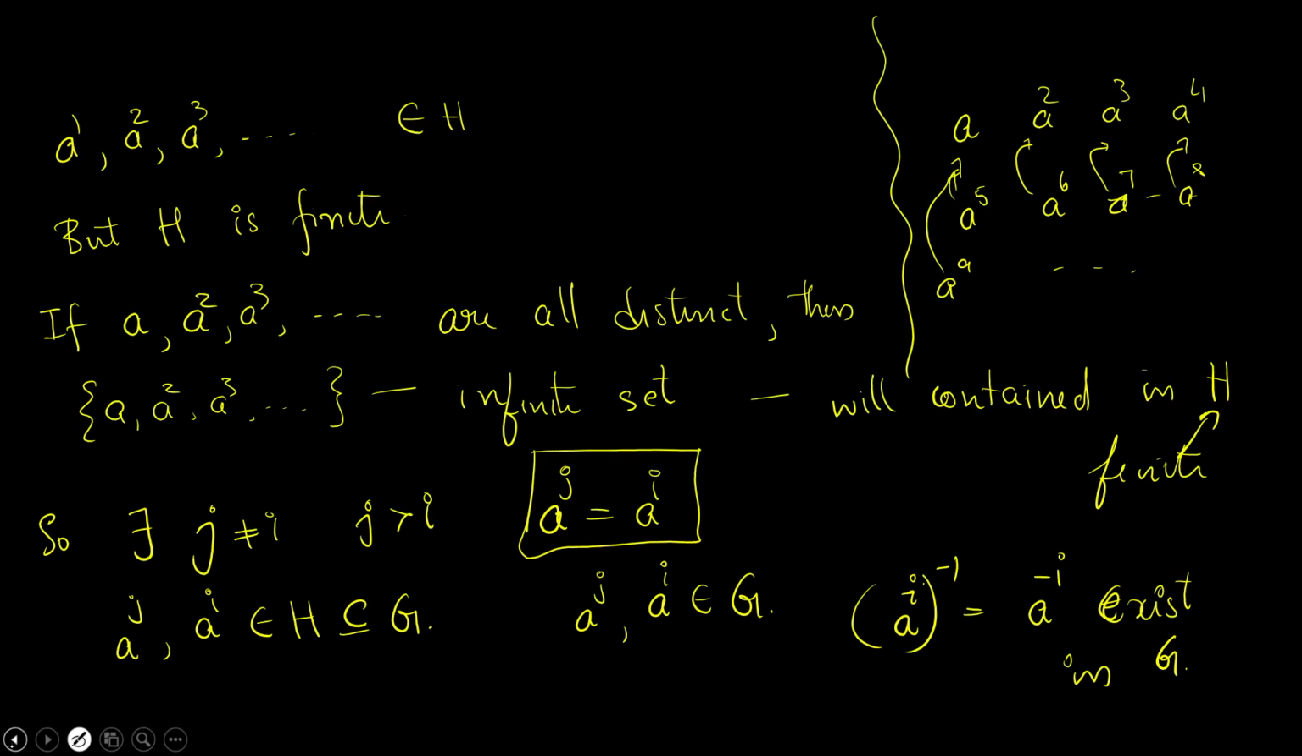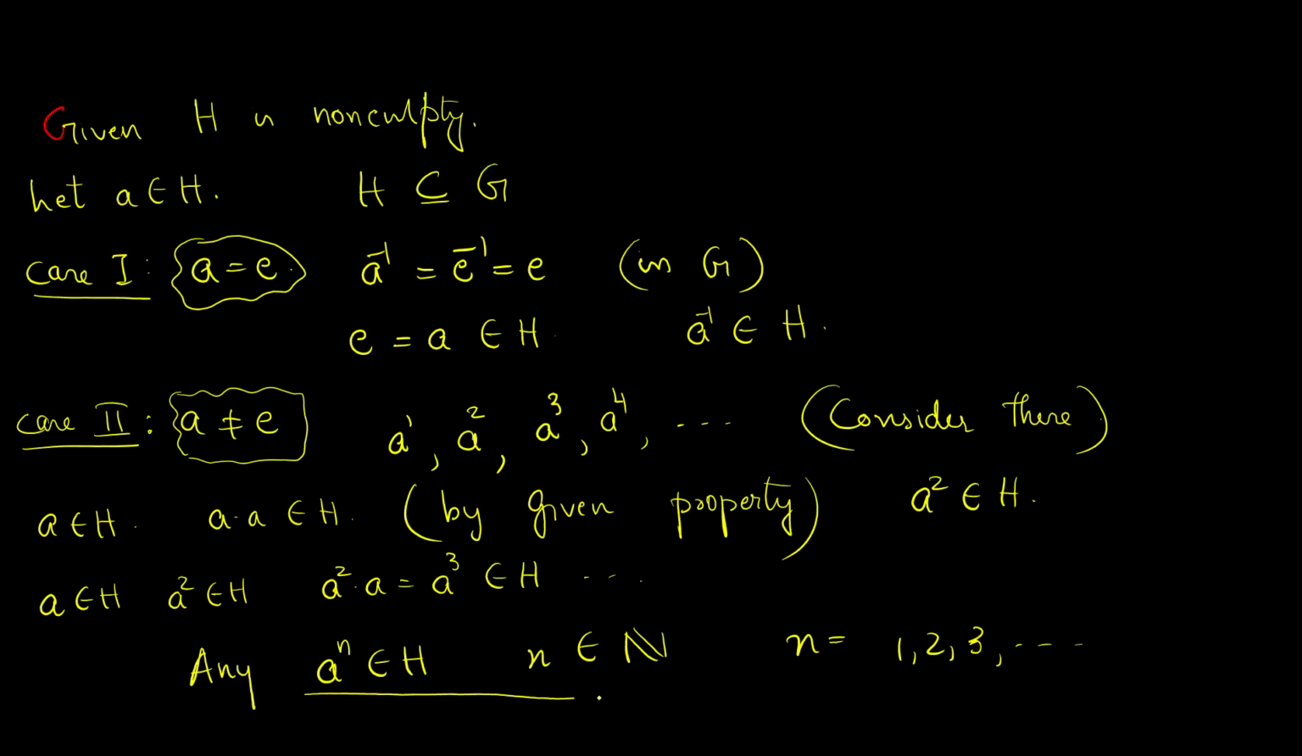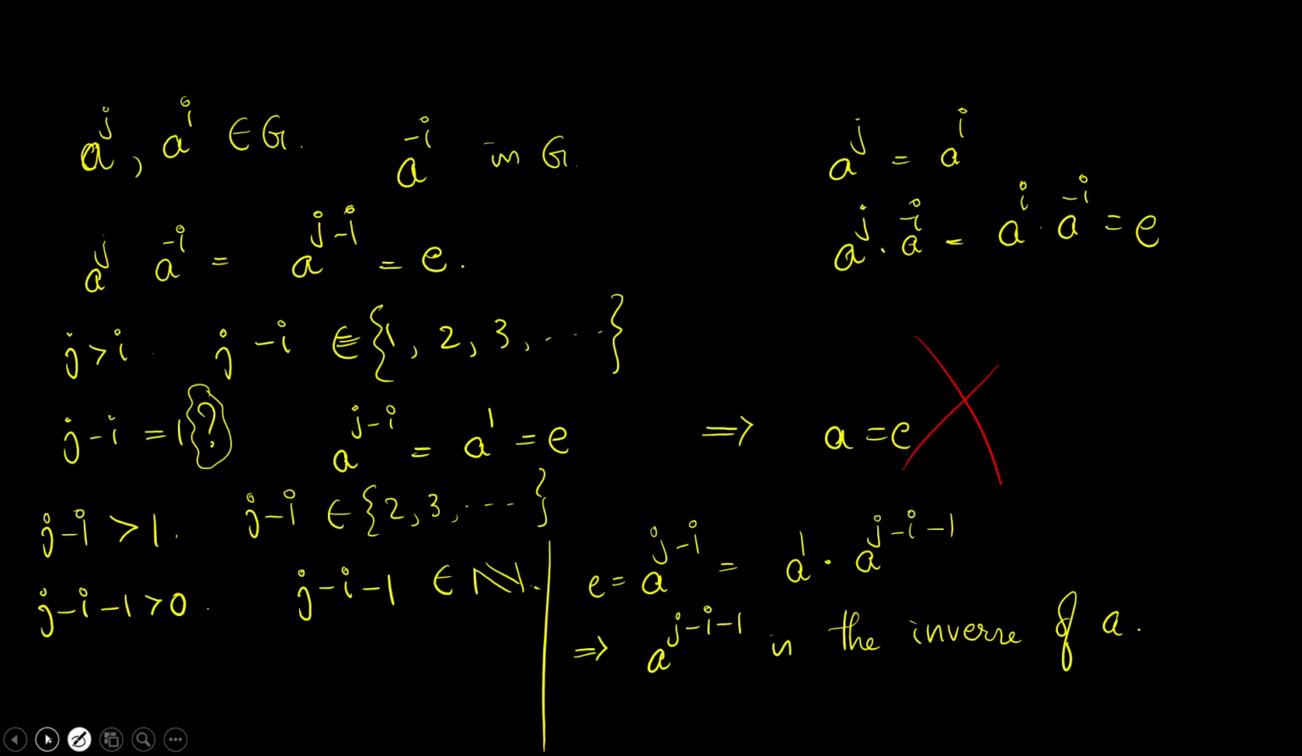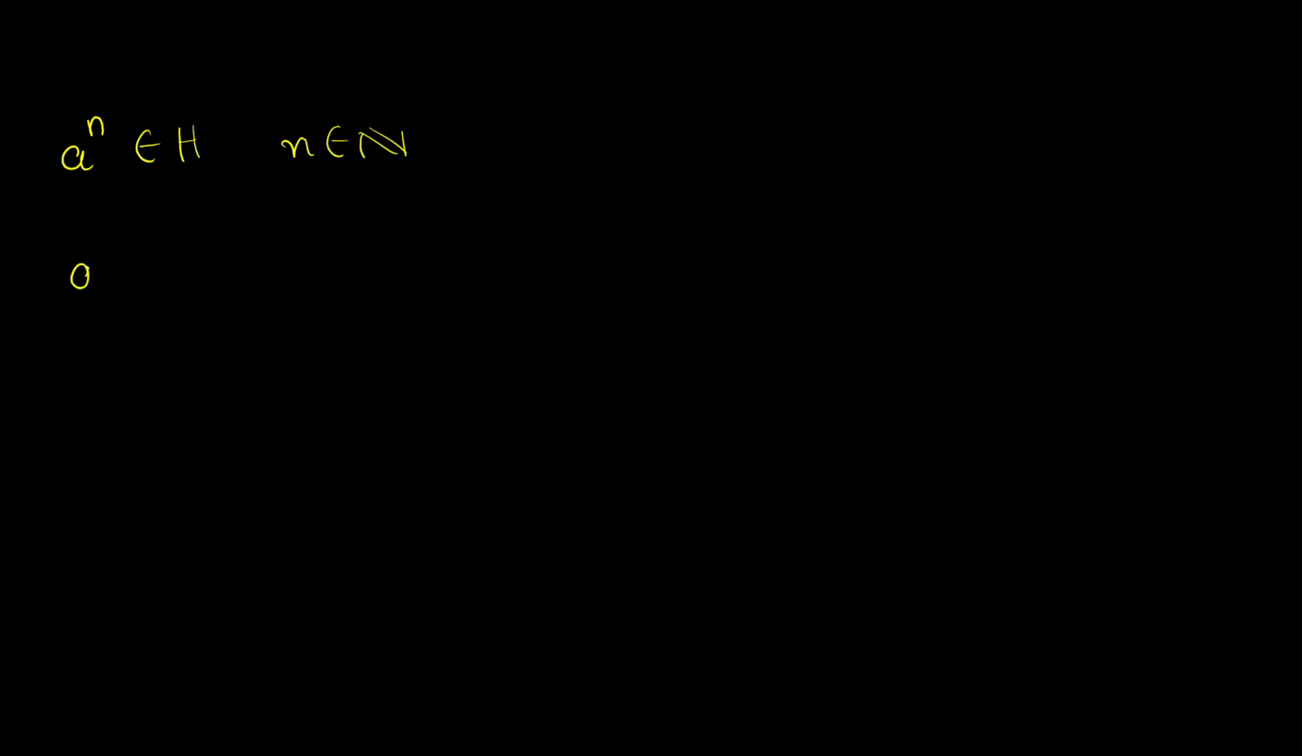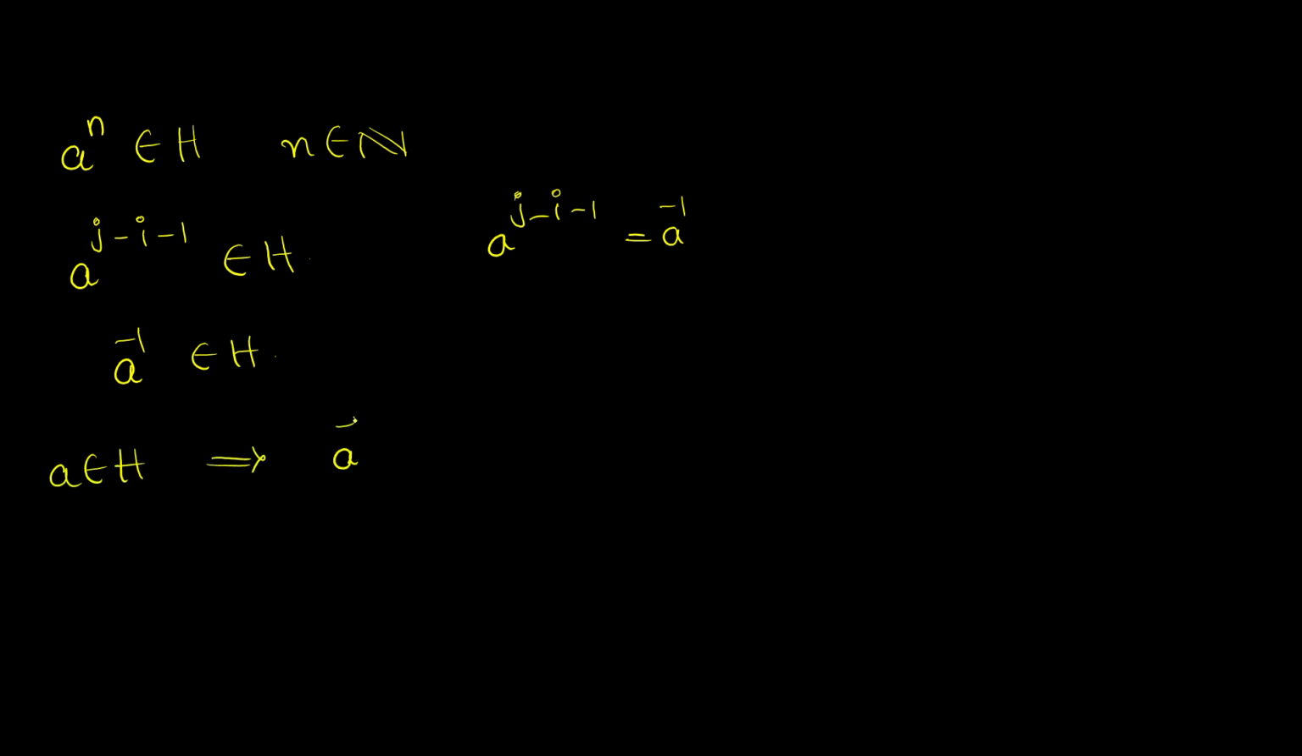Yeah, we had noted this here, right? So any a to a natural number power must be there in H. So in particular, a^(j-i-1) must also be in H. Correct? But what is this? This is actually a^(-1), the inverse. So a^(j-i-1) must be equal to a inverse. So a inverse must be in H. Correct? So we started with a in H, and what did we get? We got that a inverse is also in H. This is true for any a. It's true for all a.